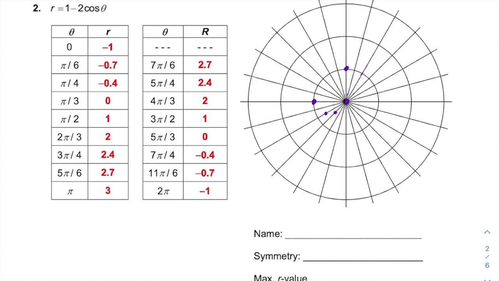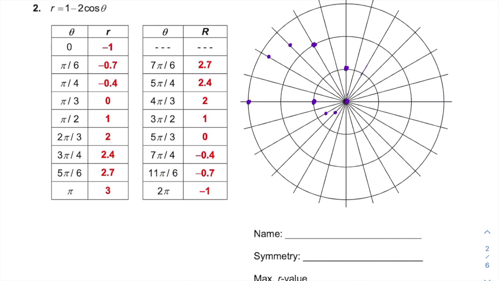All right, awesome. Next up, at 2 pi over 3, we are at 2. So that puts us right about here. At 3 pi over 4, we are at 2.4. So that would be somewhere right around here. And then 5 pi over 6, the next line, we are at 2.7, which would be approximating somewhere around there. So interesting, looks like it's starting to form a spiral. All right, let's see if the spiral keeps going. At pi, we are exactly at 3. So let's go ahead and put that dot.